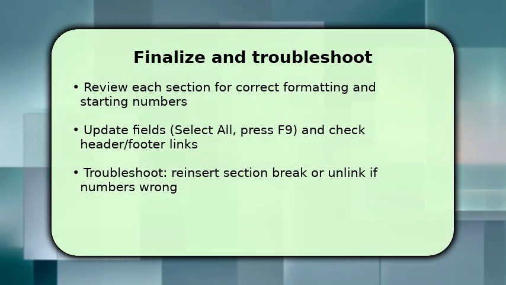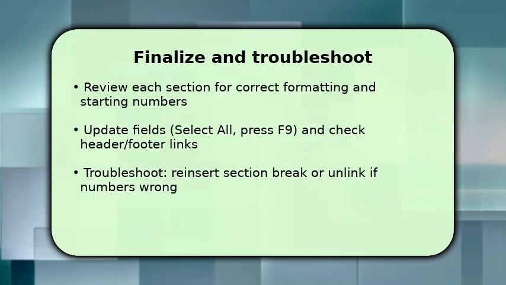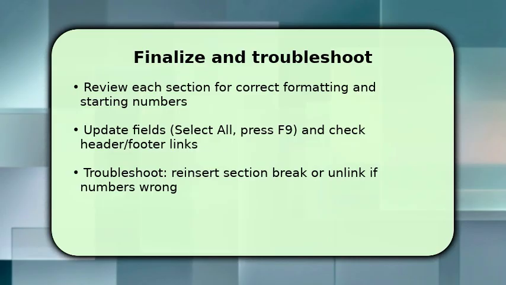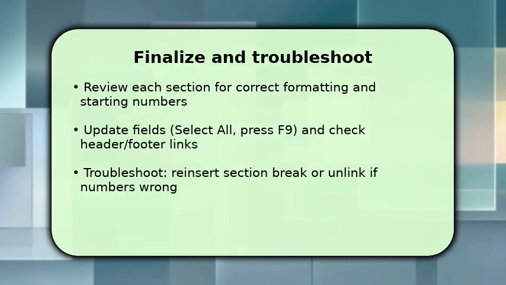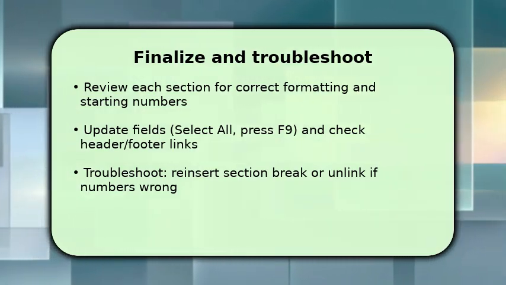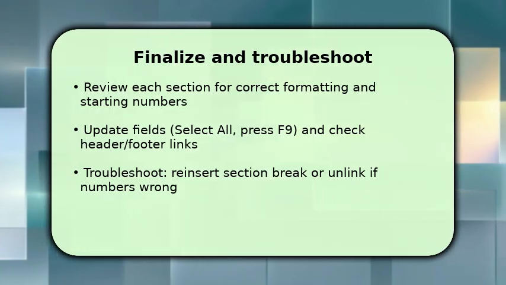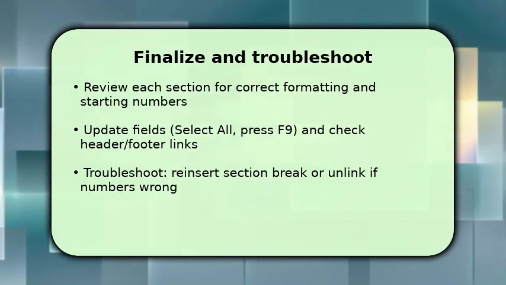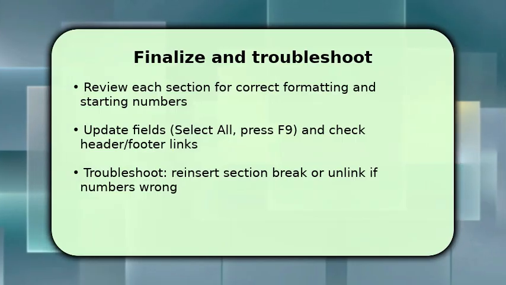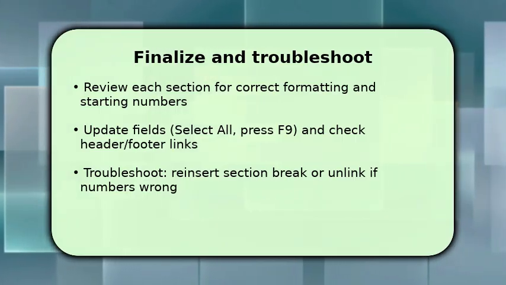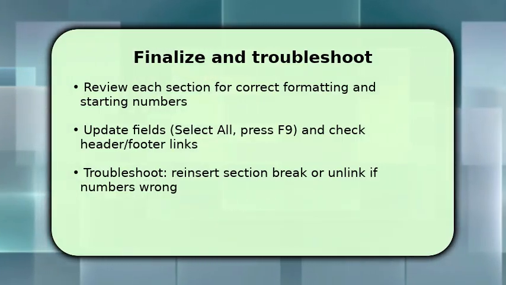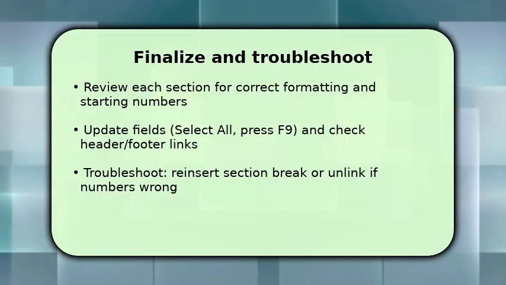Update fields with select all and F9 so all numbers refresh. If a section still shows the wrong number, return to its header/footer and confirm link to previous is off, because a linked header overrides the local setting. If problems persist, delete and reinsert the section break, then reapply start at. That resolves most numbering conflicts and restores proper sequencing.